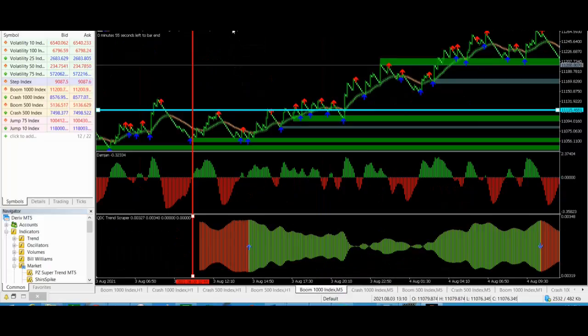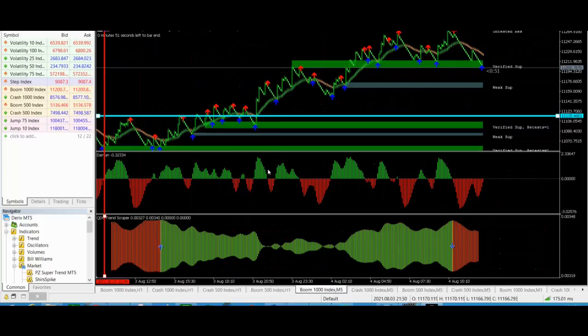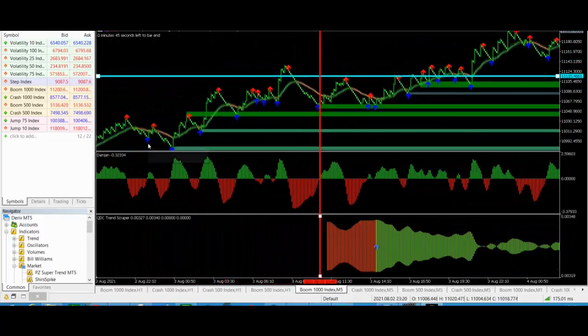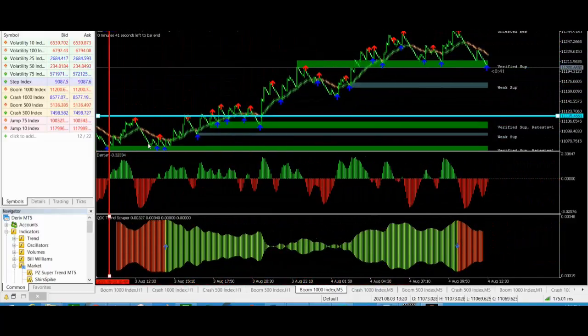Let's check out Boom 1000. Okay, this is Boom 1000. We can see that it was on a downtrend before. If you take it backward, you will notice that it's been trying to go up. Okay, it's been trying to go up starting from this support level, and it went up till it got to this level, and right now it is going back on a downtrend.